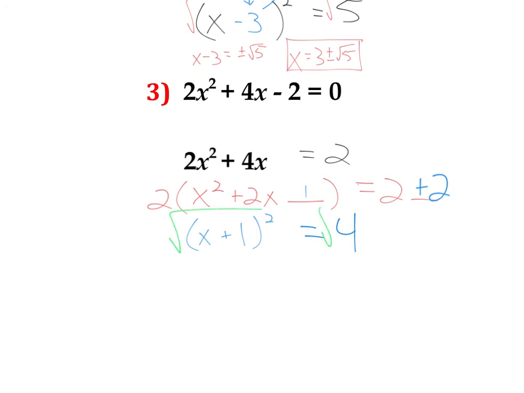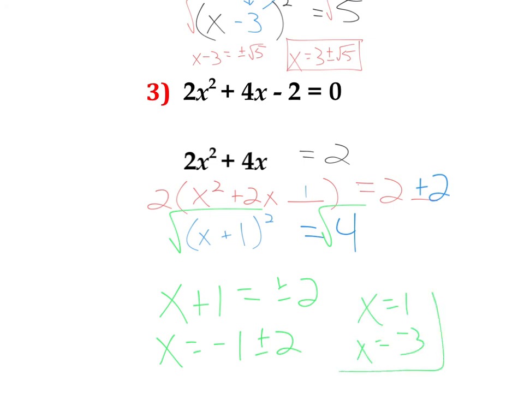From here, we'll square root. I get x plus 1 equals square root of 4, plus or minus 2. So x equals negative 1 plus or minus 2. Negative 1 plus 2 is 1. Negative 1 minus 2 is negative 3.